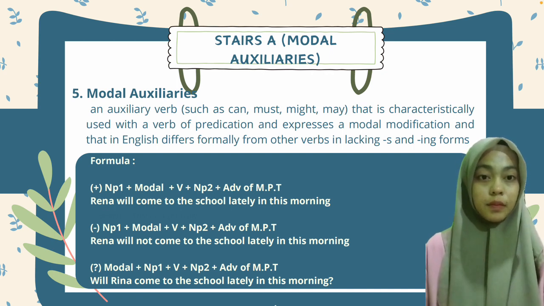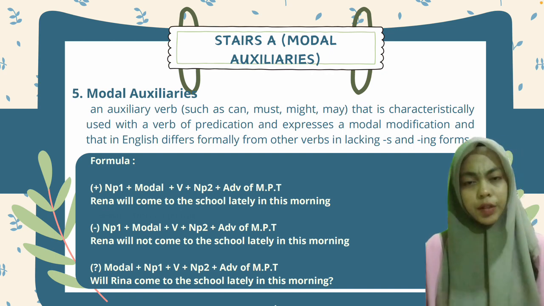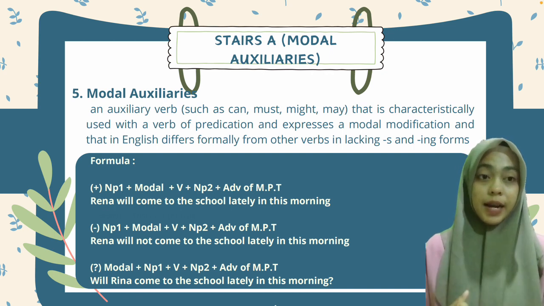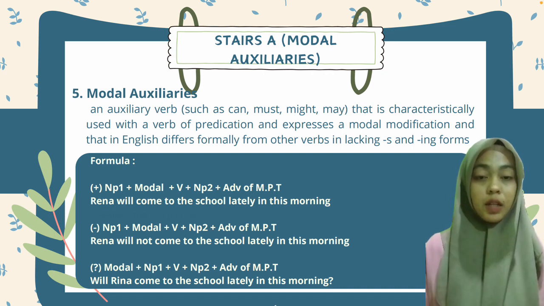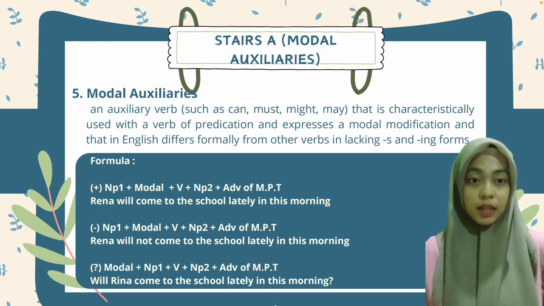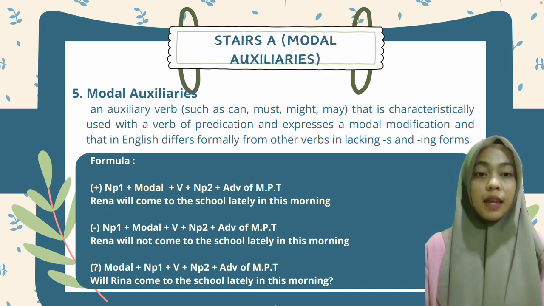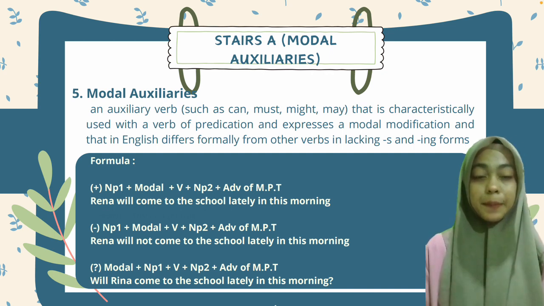Okay, the modal auxiliaries. An auxiliary verb, like can, must, might, and may, is used with a verb of prediction and expresses a modal modification, and that in English differs formally from other verbs in lacking -s and -ing forms. The formula is NP1 plus modal verb plus noun phrase 2 plus adverb of manner, place, and time.